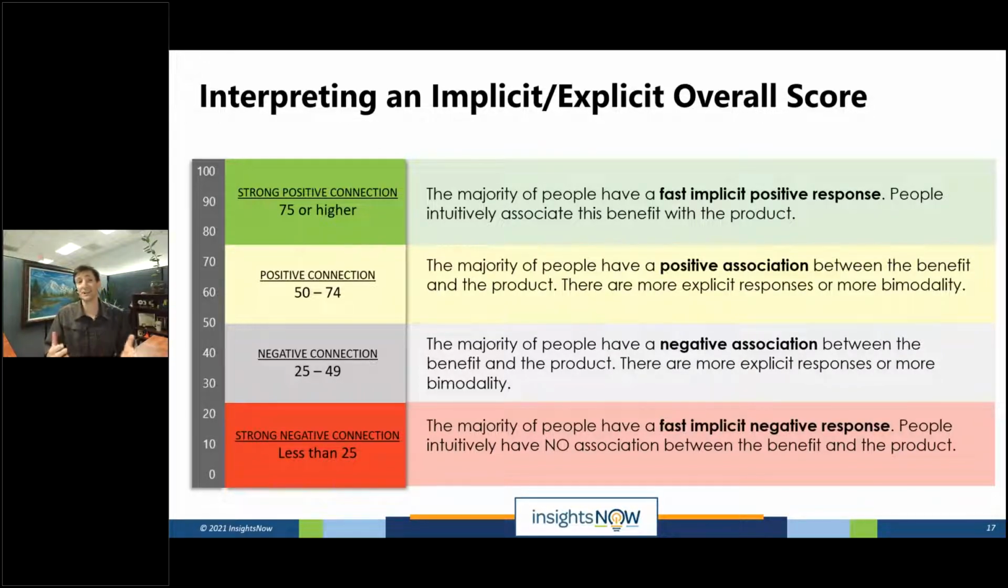So just like in a liking score, if you get above a 5, it's generally liked. If you get below a 5, it's generally disliked. Here with an implicit-explicit score, if it's above a 75, you know that the vast majority of people have a positive, implicit, fast positive response to that association. If it's 50 to 74, it's a generally positive connection. 25 to 49, generally negative, and less than 25, a strong implicit negative reaction.